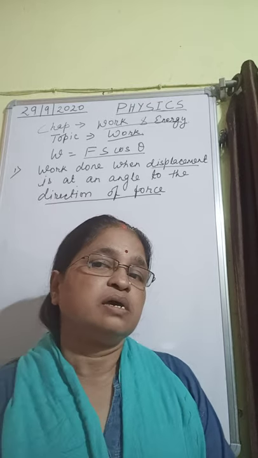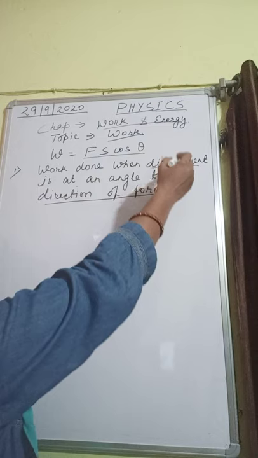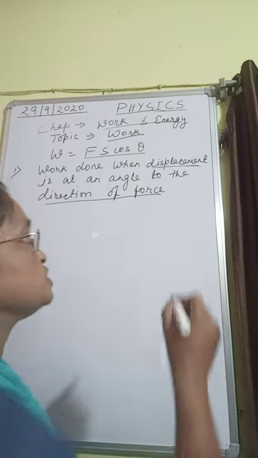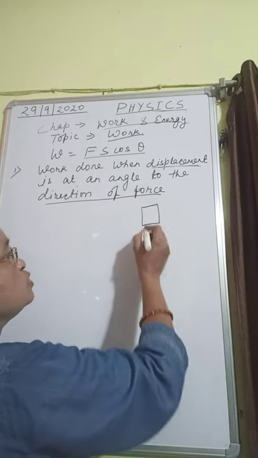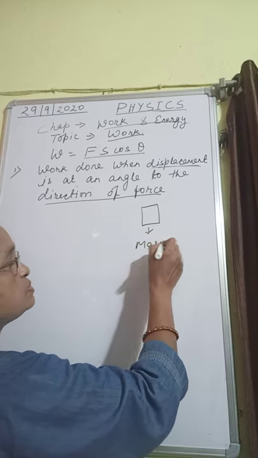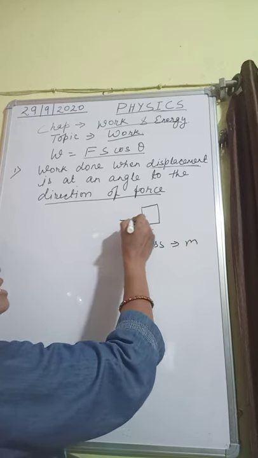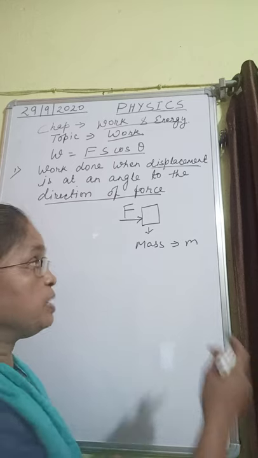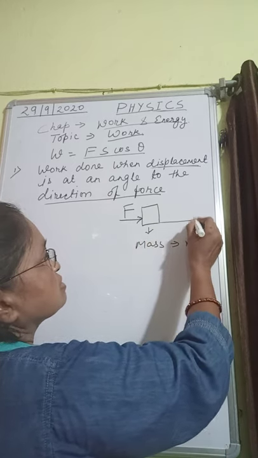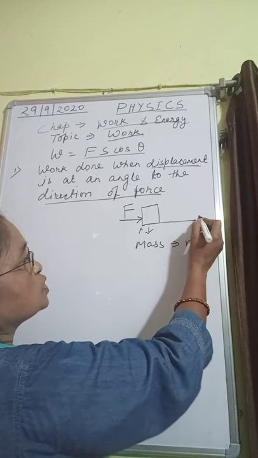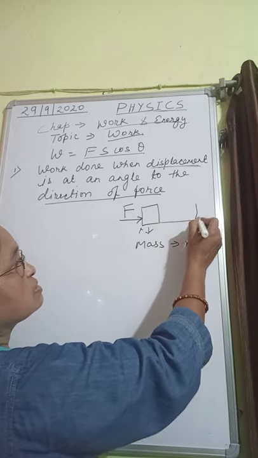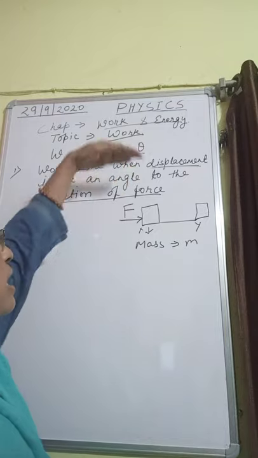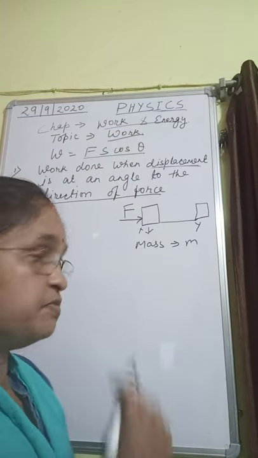So students, let's begin with work done when displacement is at an angle to the direction of force. Let us take an object whose mass is m. We are applying force F to this object, and the body is displaced in the same direction in which the force is applied. So let us see what will be the work done in this case.